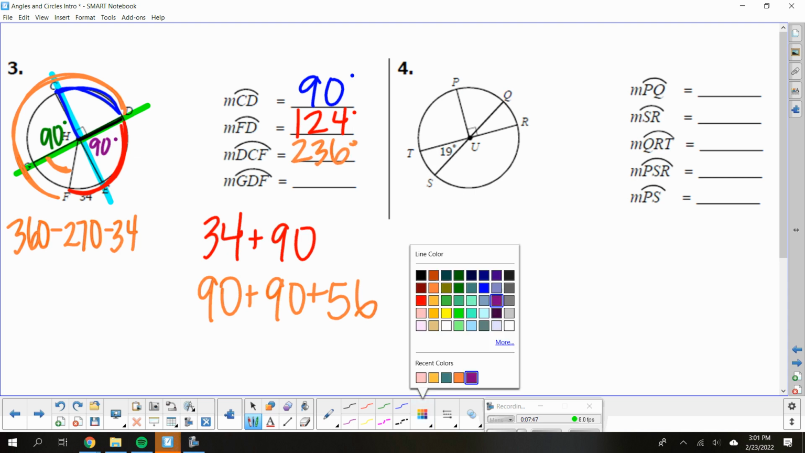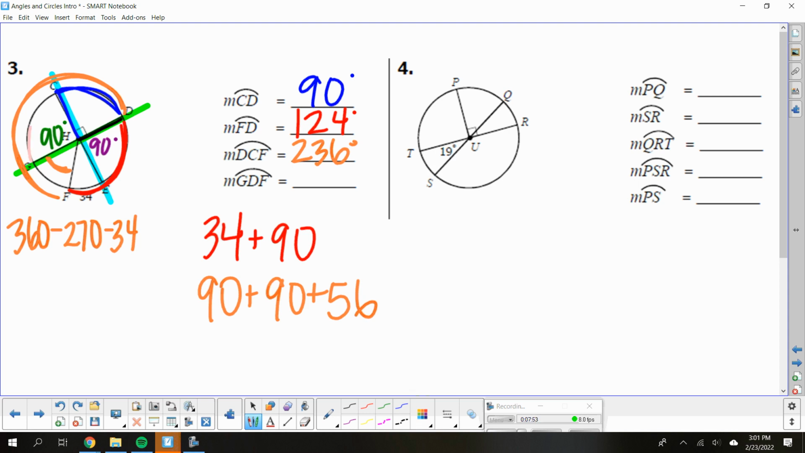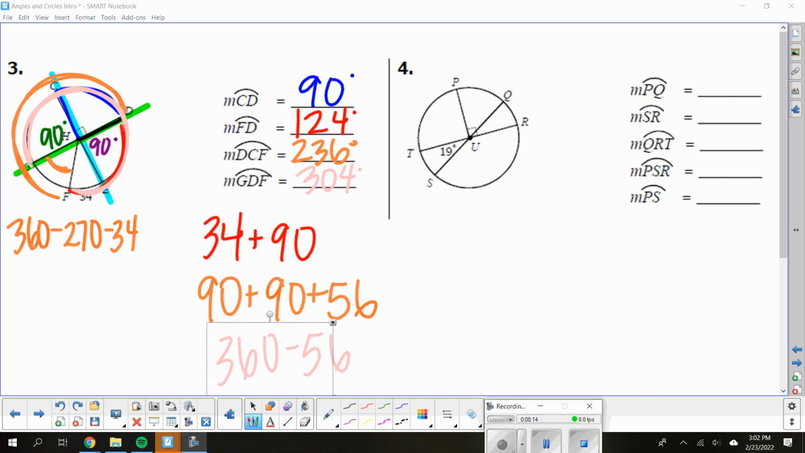And then last we have G to D to F. So that's everything but the 56 I just found. So 360 minus 56, 304. Go ahead and try that last one on your own and check your answers when you are done.